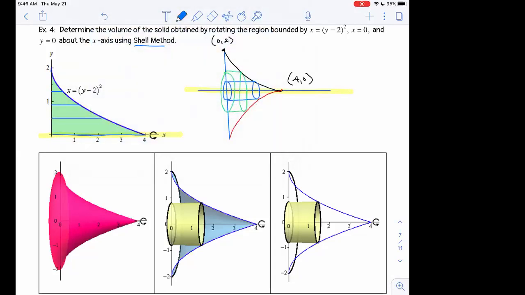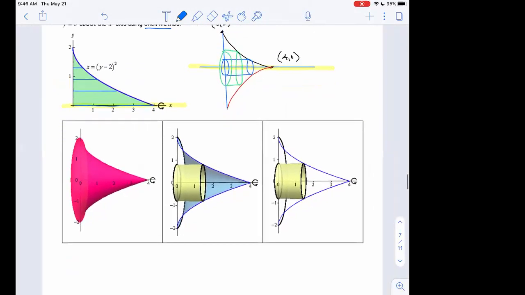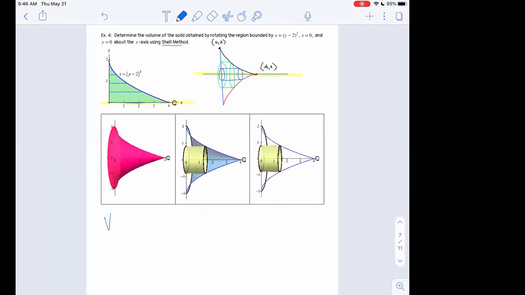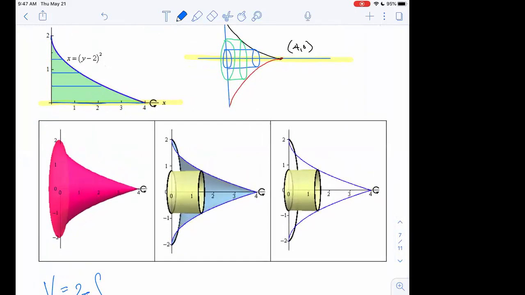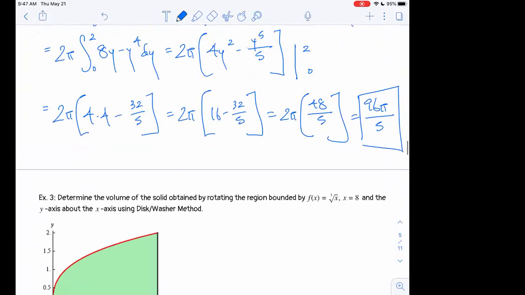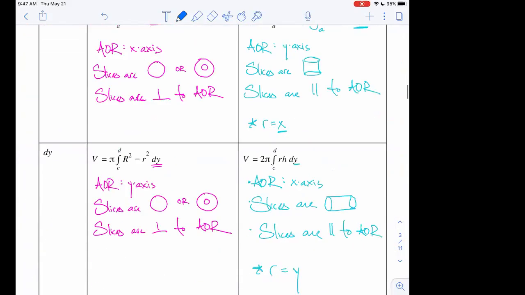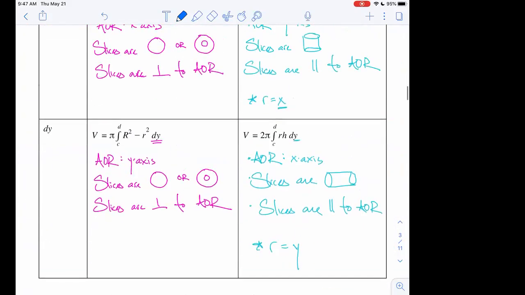So given our shells, in this case, should we use dy or dx? dy. Yeah, we're going to use dy, okay? And one of the ways that we can make that decision is we can look back at the chart that we had and say if our axis of revolution is the x-axis, then we're going to use dy. Okay, so that's one way.